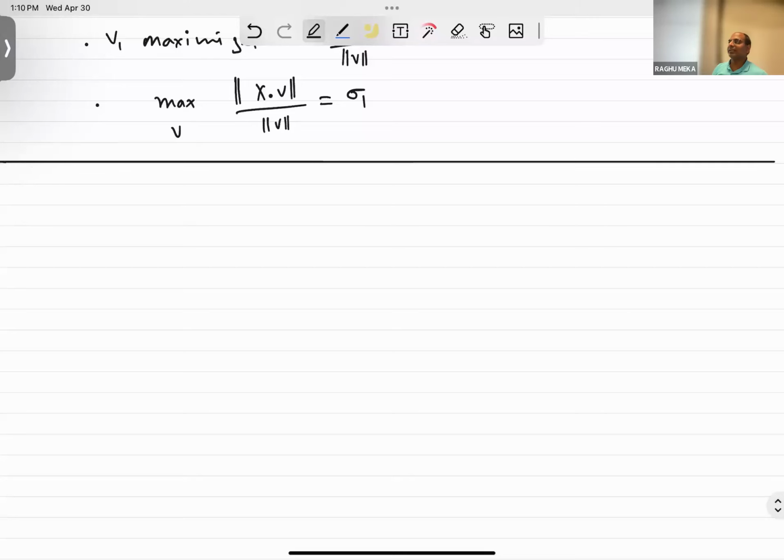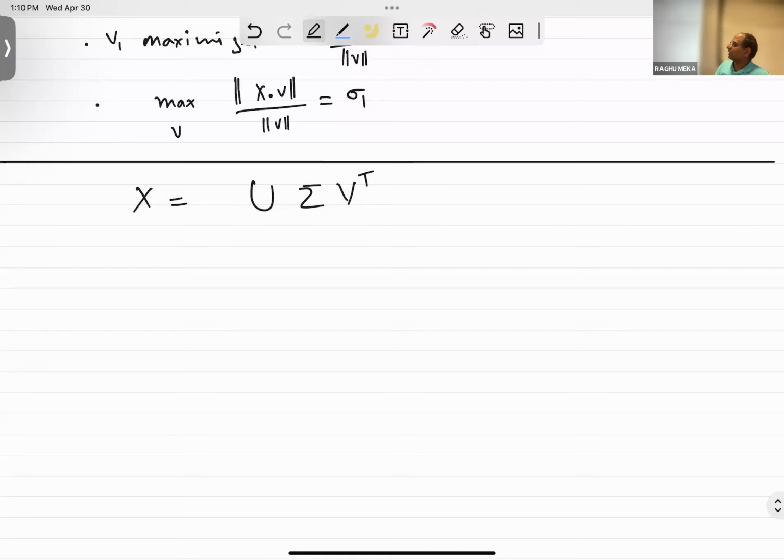You cannot guarantee that in general because singular vectors are not even unique. If sigma 1 and sigma 2 are the same, then V1 and V2 are kind of interchangeable, and any sum of them rescaled will also give you the same sigma. But what we can actually show is the following.